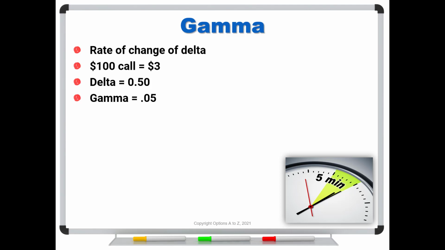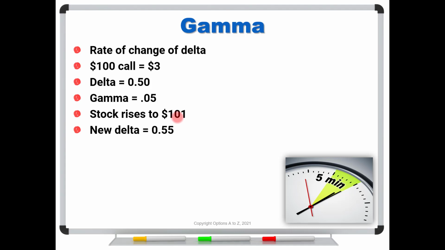What this means is that if the stock makes a $1 move right now, so it moves, let's say, from 100 to 101, we will have a new delta equal to the old delta plus gamma. So we know that we used to have a delta of 50. We're just going to add 5. So once again, gamma is showing you by how much your delta is going to increase if the stock makes a $1 move.